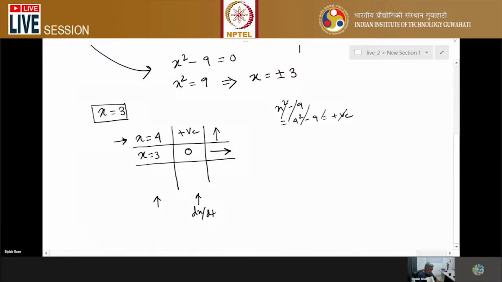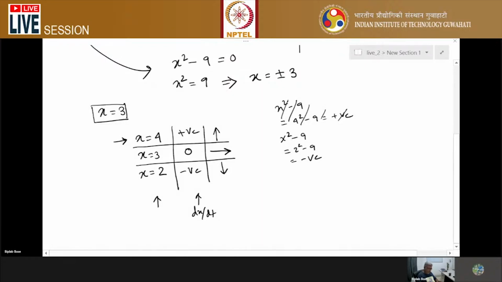Now take a simple value x in the lowest row. What will I take? I will take a value of x which is less than the steady state value in the middle row. So let me take 2. I will do the calculation again. x square minus 9 is 2 square minus 9. This should be negative because 4 is less than 9. So I have negative, so the arrow will be like this.